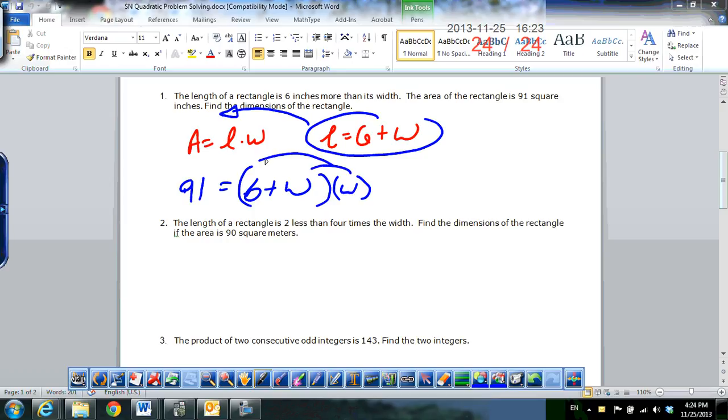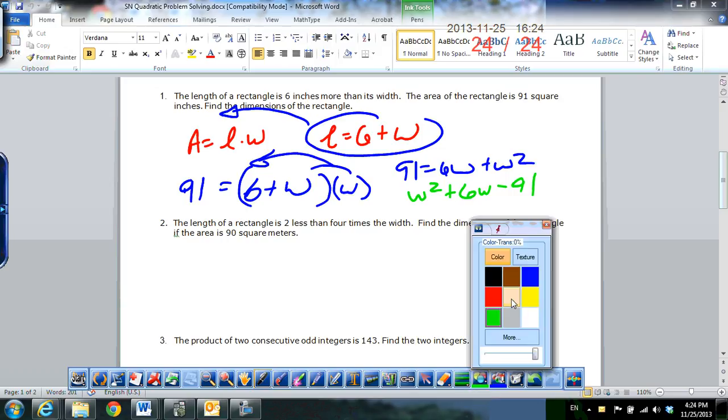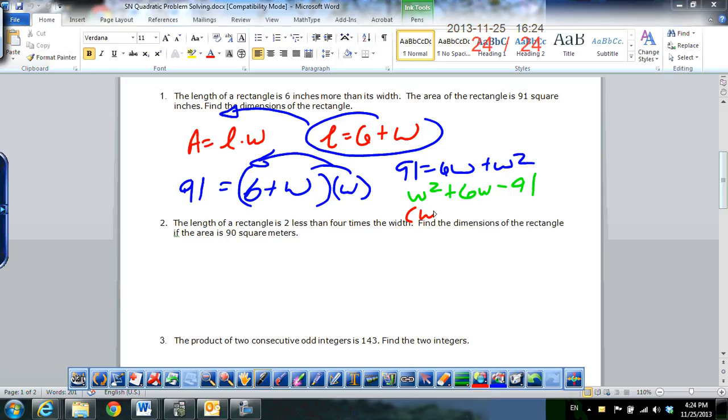So distribute, do all that fun stuff. I get 91 equals 6W plus W squared. And then the last thing, let's move 91 over. So I got W squared plus 6W minus 91. And then I'm trying to figure out, okay, what are my factors of negative 91 that add up to positive 6? And that's going to be positive 13 and negative 7.